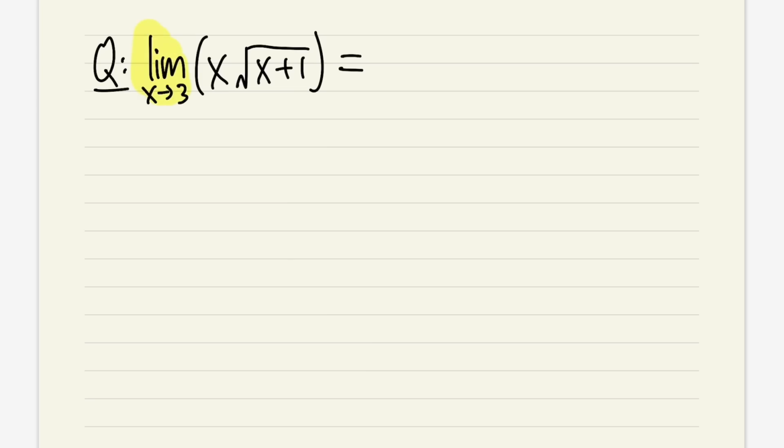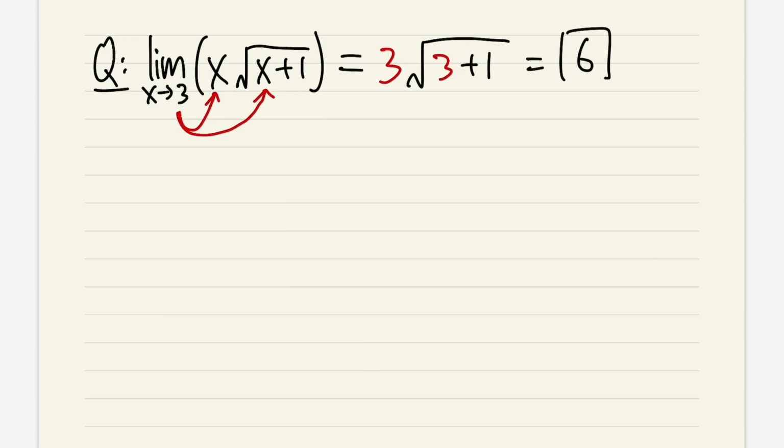Suppose we want to calculate the limit as x approaching 3 of x times the square root of x plus 1. Well, how do we do it? It's not bad at all, right? Because we can simply put a 3 into this x, and then we get 3 times the square root of 3 plus 1. Work this out, we get 6. Done. But what makes this okay?